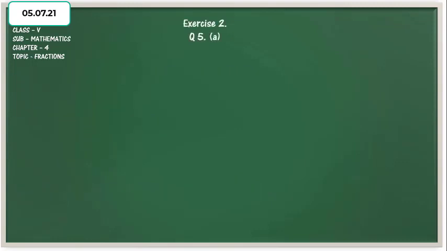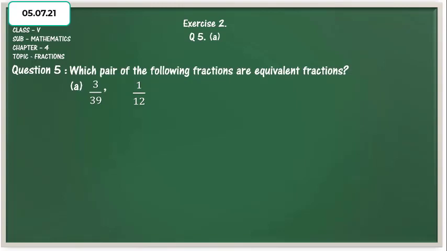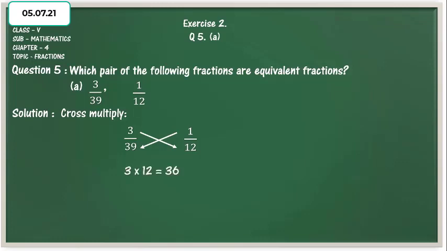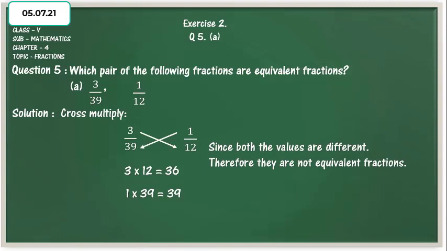Exercise number 2, question number 5, A. Which pair of the following fractions are equivalent fractions? And the question is 3 by 39 and 1 by 12. To solve this, we have to cross multiply between both of these fractions. Let's try to cross multiply. The method of cross multiplying is to multiply the numerator of first fraction with the denominator of second fraction, and the numerator of second fraction with the denominator of first fraction. So let's multiply. So multiplying 3 with 12 gives us 36, and multiplying 1 with 39 gives us 39. Since both the values are different, therefore they are not the equivalent fractions. So our answer will be 3 by 39 and 1 by 12 are not equivalent fractions.